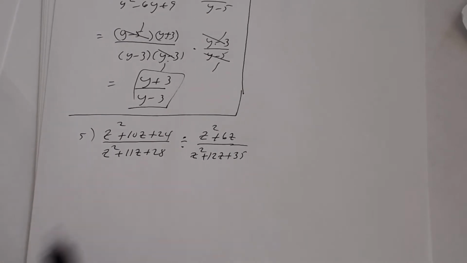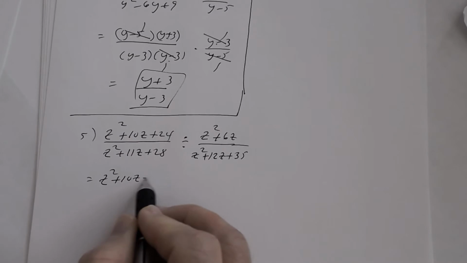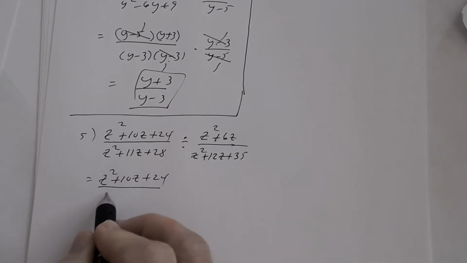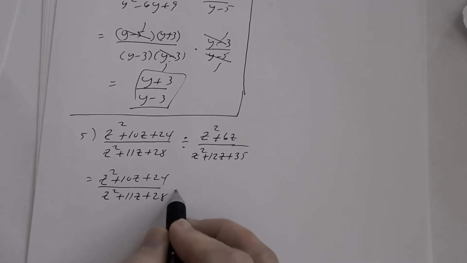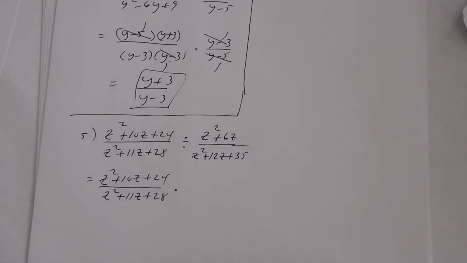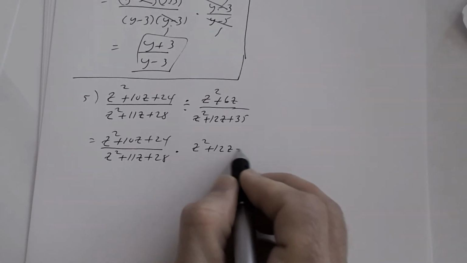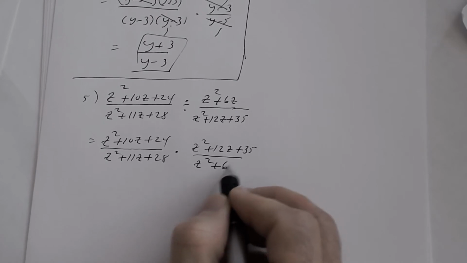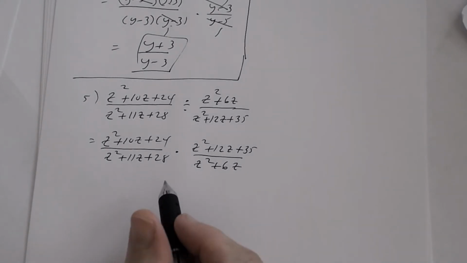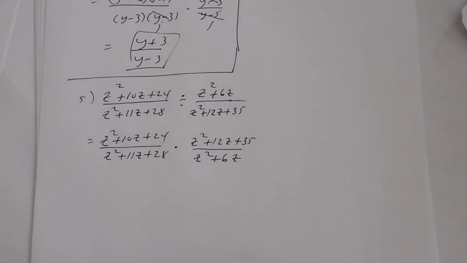So when I do that, I'm going to get z squared plus 10z plus 24 divided by z squared plus 11z plus 28 times the reciprocal. And so I'm going to get z squared plus 12z plus 35 divided by z squared plus 6z. Okay, once you get to that point, the next step is to factor your numerators and factor the denominators.